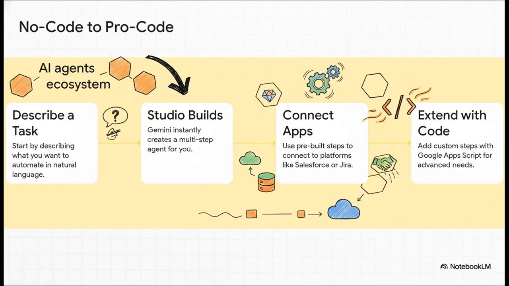And the process is just so slick. You just start by describing a task in plain English, and bam! Studio, with Gemini under the hood, instantly whips up a multi-step agent for you. You can hook it up to things like Salesforce or Jira with pre-built connectors, but here is the absolute game changer. When you hit the limits of no code, you can extend your agent with custom code using Google Apps Script.